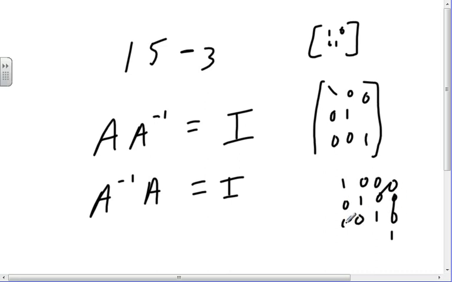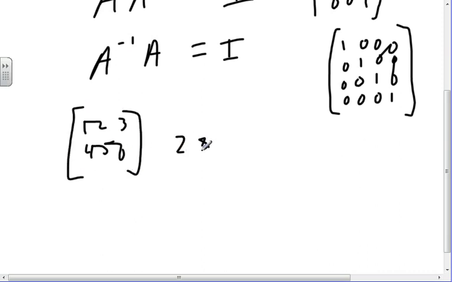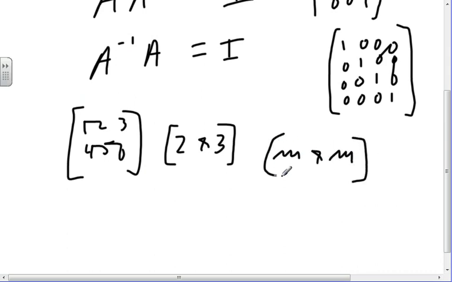But the bottom line is the matrix A has to be square. So I can't find an inverse matrix of 1, 2, 3, 4, 5, 6, because this one is 2 by 3, and I can't find an inverse matrix of something that isn't M by M, where they're both the same. So this one, no identity matrix, can't do that, but I can do that one.